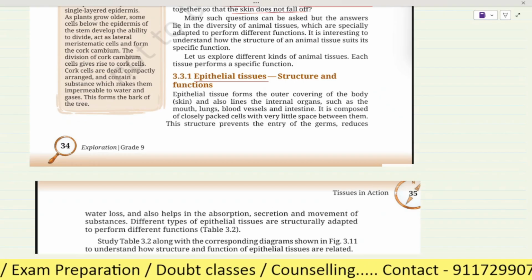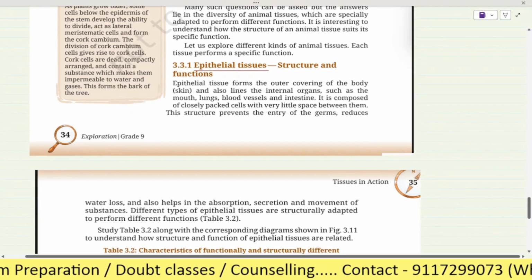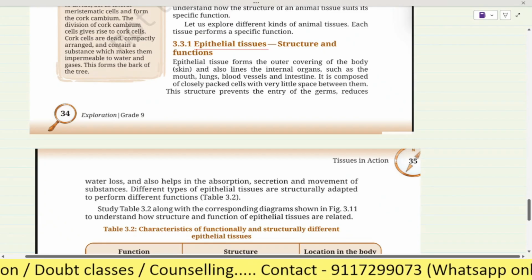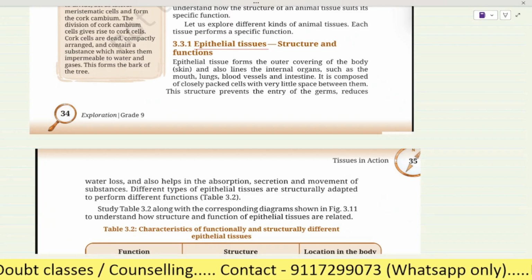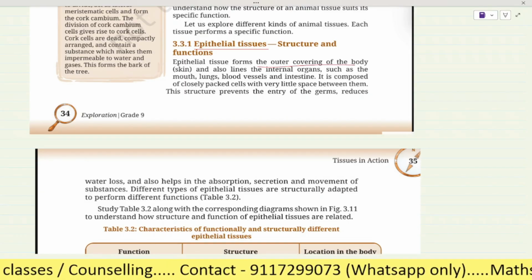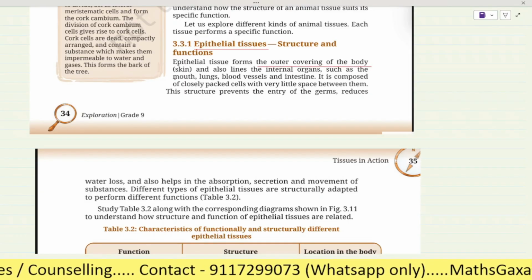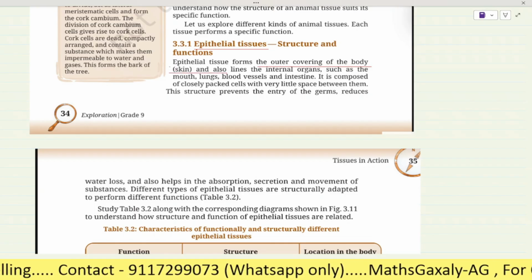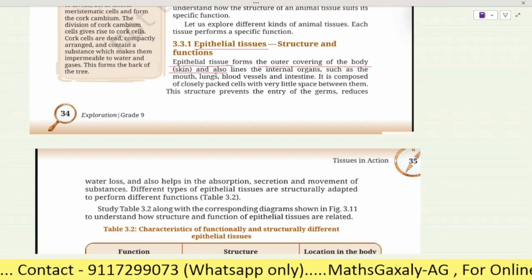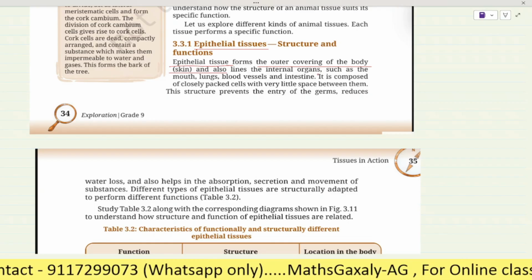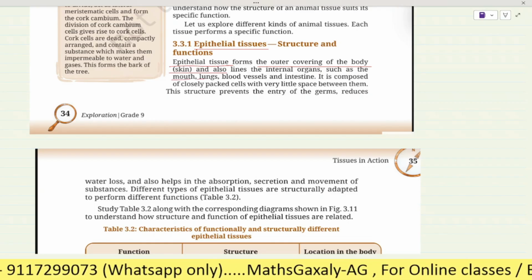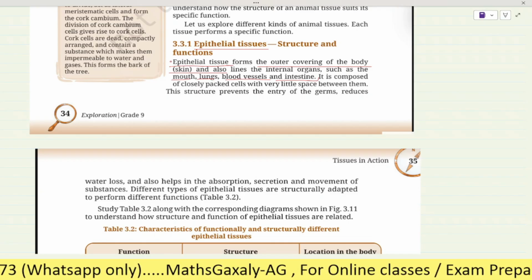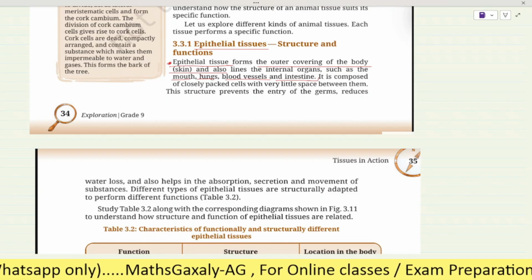So write this one, and let's know about structure and function. It says that epithelial tissues form the outer covering of the body, or the skin. So in skin, what type of tissue can we say it is? They are epithelial tissues. And they also line the inner organs such as the mouth, lungs, blood vessels and intestine. So please note this point. This is the important point about epithelial tissues.